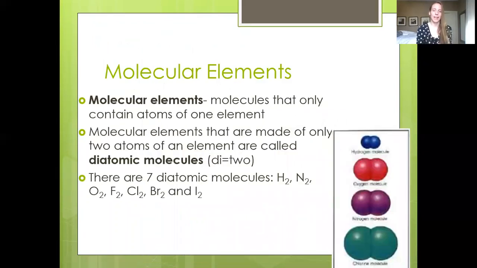Molecular elements are any molecules that only contain one type of element. And the most common type of molecular element is something called diatomic molecules. Diatomic molecules are molecules that have 2 atoms of the same element. The 7 most common diatomic molecules are hydrogen, nitrogen, oxygen, fluorine, chlorine, bromine, and iodine. And you do need to memorize those. So you have to know, when we talk about the diatomic molecules, those are the molecules that we're talking about.